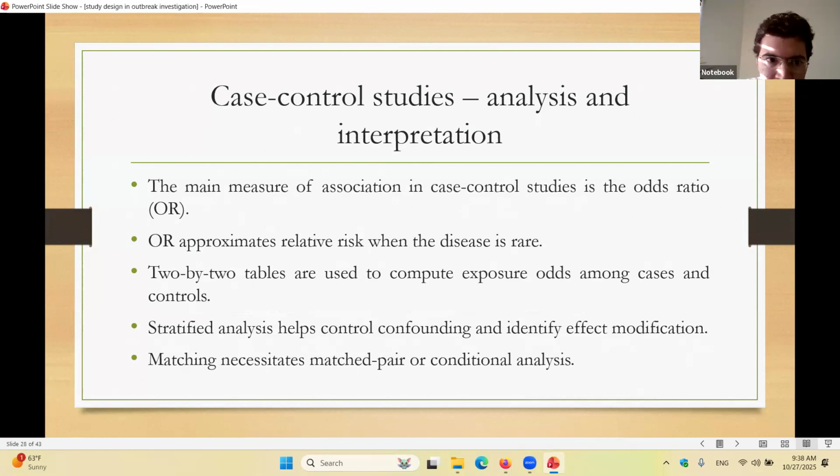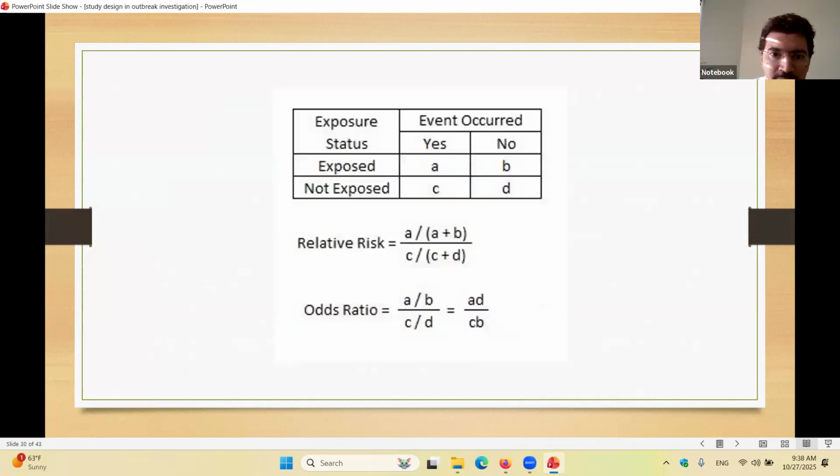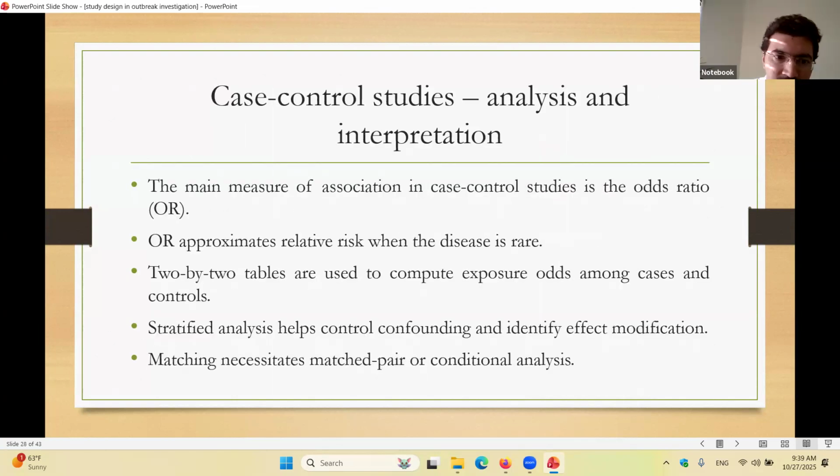Regarding analysis and interpretation, the main measure of association in case control studies is odds ratio, or OR. I will introduce you OR in the next slides. I will tell you what is OR. OR approximates relative risk when the disease is rare. For example, when the prevalence of the disease is less than 10%.